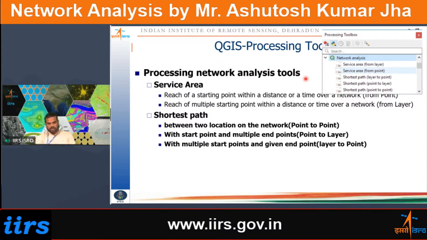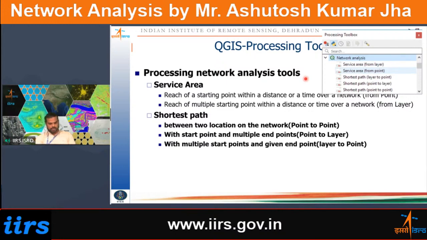So if you want to carry out these analyses in QGIS, you have tools, not in the earlier versions, but recently you have these as a part of the processing toolbox, which is called network analysis. Under that, you'll have service area from layer, from point, and shortest path from layer to point, point to layer, and point to point.